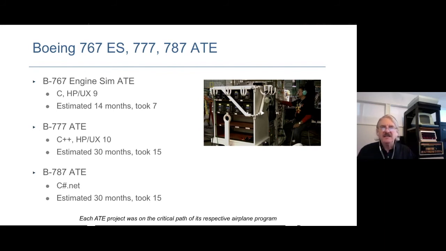In all of these ATE projects, the users on the factory floor that were using ATE were expecting it to be a lot more defect ridden than it was. They were shocked and amazed by how well the code actually performed in terms of doing what it was supposed to do and not doing things it was not supposed to do. 777 ATE, 30 months, took 15. 787 ATE, again, 30 months, took 15.